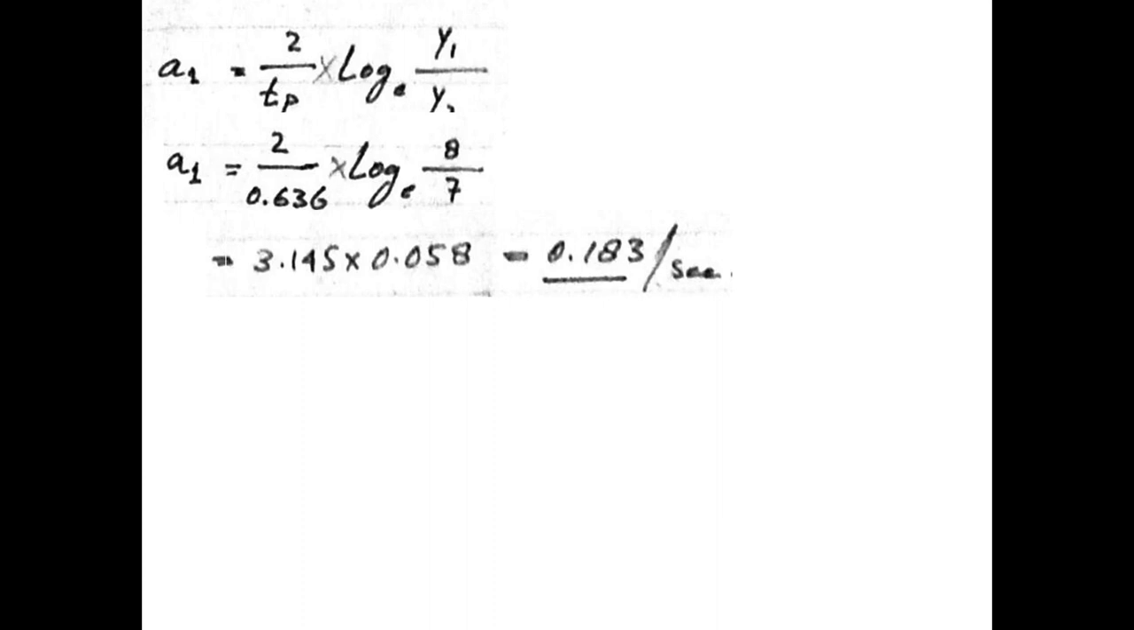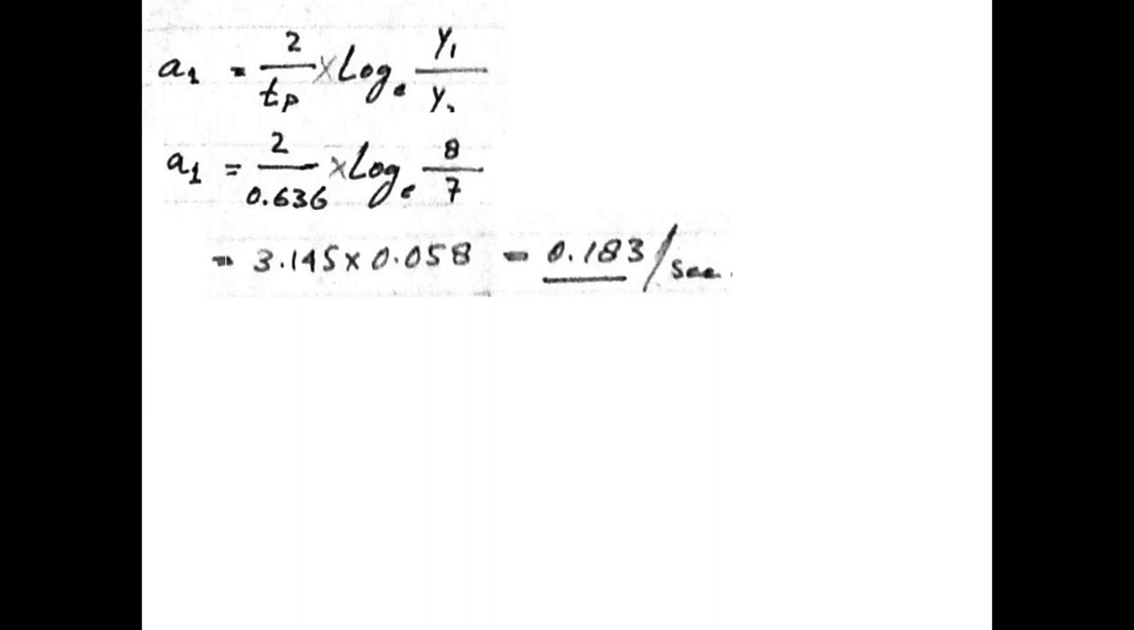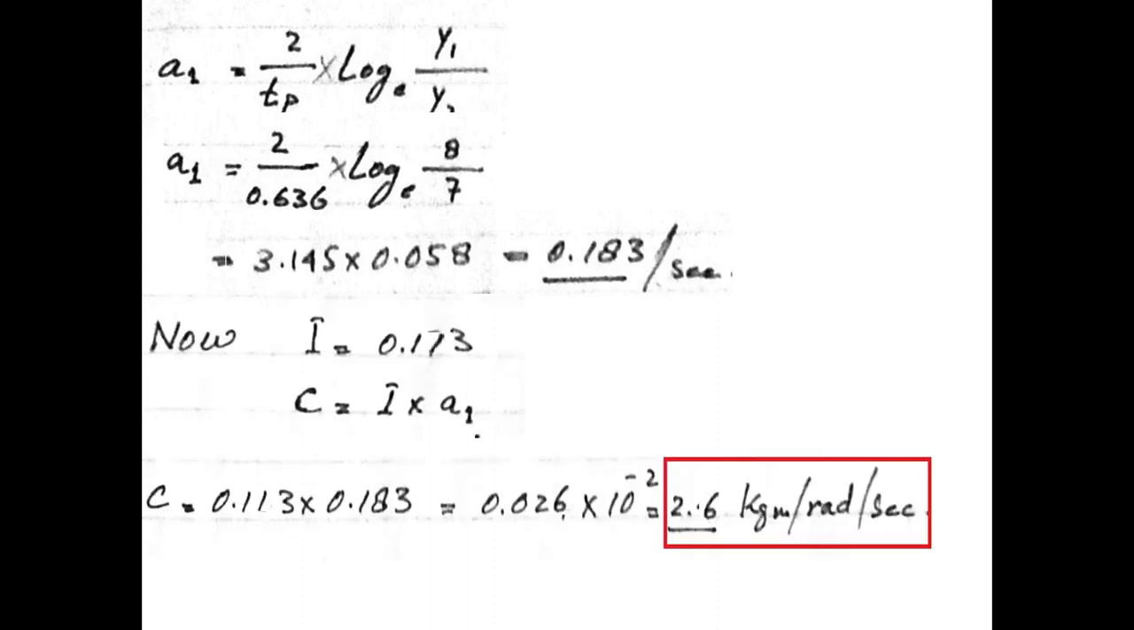By knowing the value of A1, we can find the value of C, as A1 is equal to C upon I. So C is equal to A1 times I. We know the value of A1, and we know the value of I for this experiment is 0.113. So C is equal to 2.6 kilogram meter per radian per second.